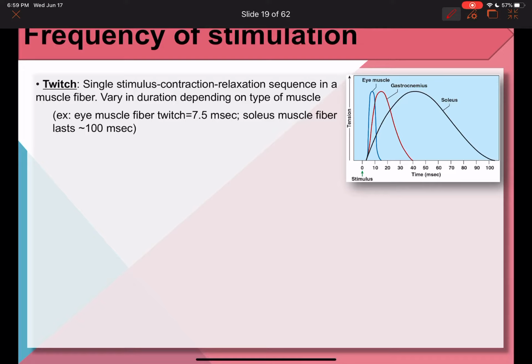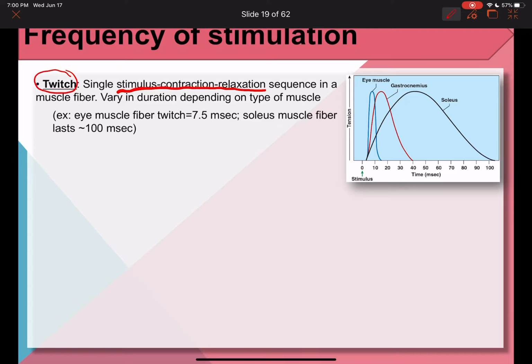I talked about how a muscle fiber must go through cycles of being stimulated, followed by a contraction phase, and then relaxation. So a single stimulus-contraction-relaxation sequence in a muscle fiber is known as a twitch. Okay, one twitch is where the muscle goes through stimulus, contraction, and then comes back down in relaxation mode.